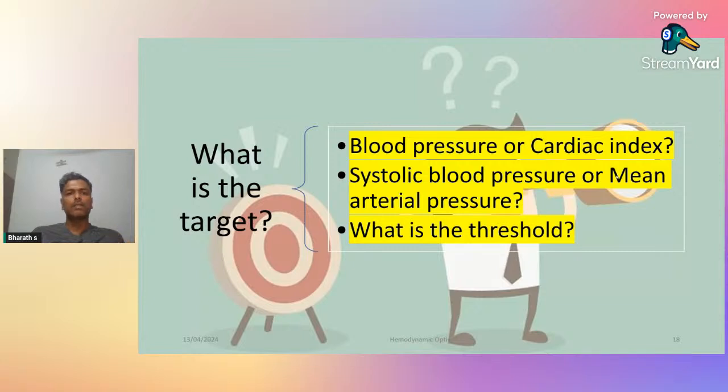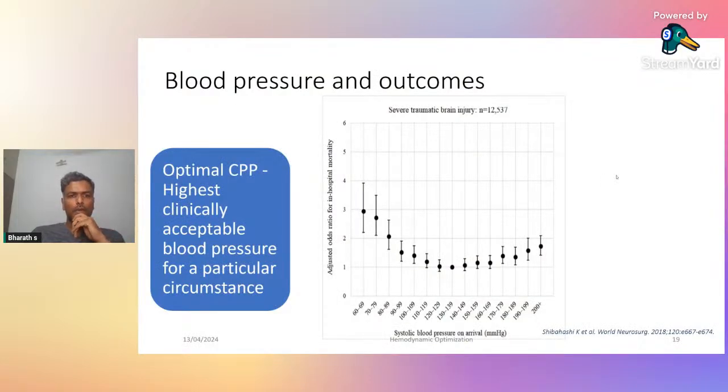Now, this question is not so easy to answer because different pathologies have different impacts. But what we have to remember is that if you take all these patients in any pathology, there would always be a blood pressure where the mortality or the outcomes are the best. So this is a U-shaped curve which is commonly seen in any pathology. That means once the blood pressure comes below a certain range, the mortality increases. Once the blood pressure goes above a certain range, then also the mortality increases.